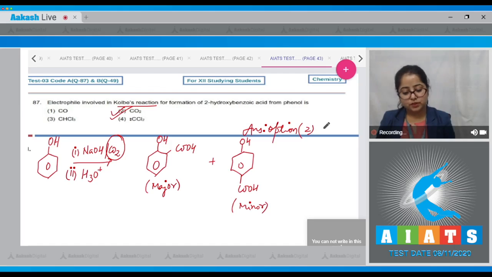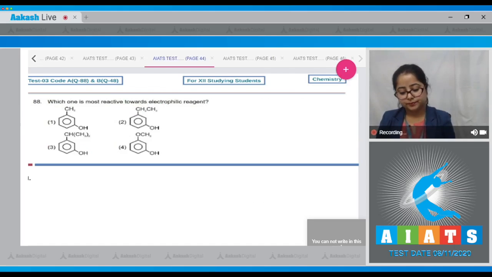Moving to next question, students, which is question number 88. Let's read the question. Which one is most reactive towards electrophilic reagent? Students, for this question we need to know that electron donating group activates the ring towards electrophilic substitution reaction. So it is very clear that in case of option number 4, both the groups attached, that is OCH3 and OH, show plus M effect. As a result, it will increase the electron density on the ring, and will make the ring most reactive towards electrophilic reagent. That means the correct answer is option number 4.